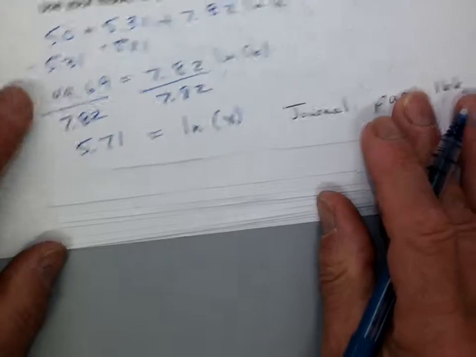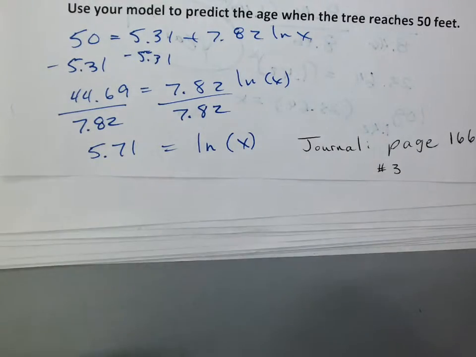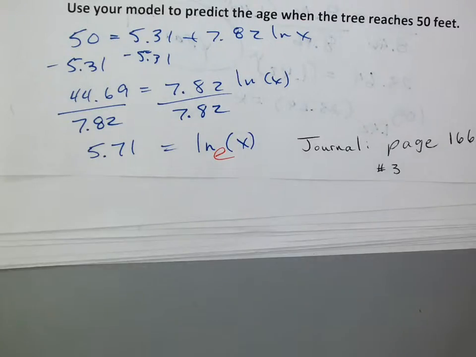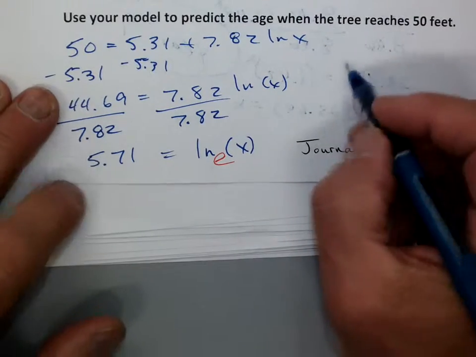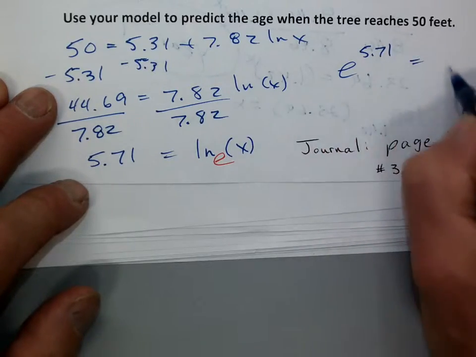Now, here's the trick. Let me ask you, what do you think we should do next? What do you think? Change it to? You change it to exponential. So what's my base? E. It's that invisible e. So I've got an invisible e here. So wouldn't it be e to the 5.71 equals x? Awesome. Yes, it is. E to the 5.71 equals x.